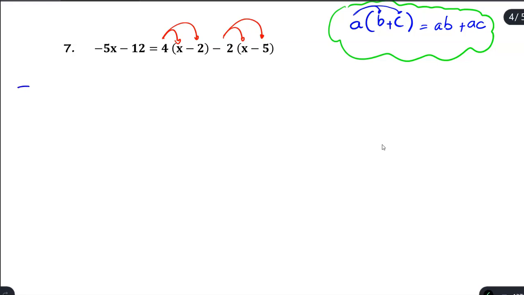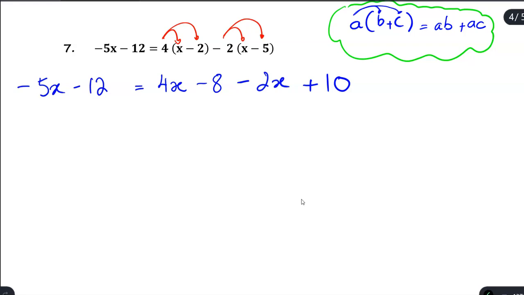Okay. On this side, I cannot simplify. The left-hand side stays the same, but 4 times x will give me 4x. 4 times negative 2 will give me negative 8. And be careful when you apply the distributive rule, you have to take this negative into consideration. So negative 2 times x will be negative 2x. And then negative 2 times negative 5 will give me positive 10.